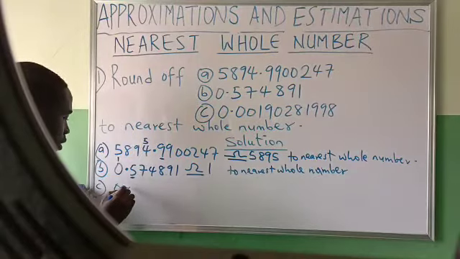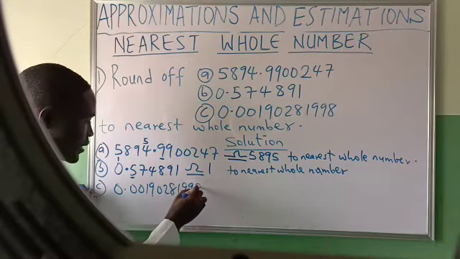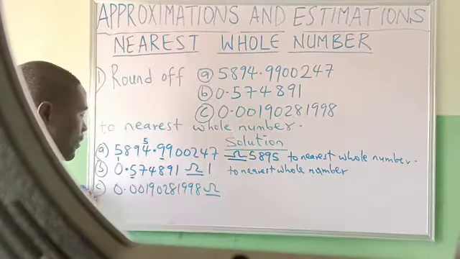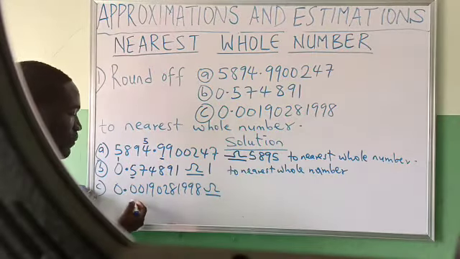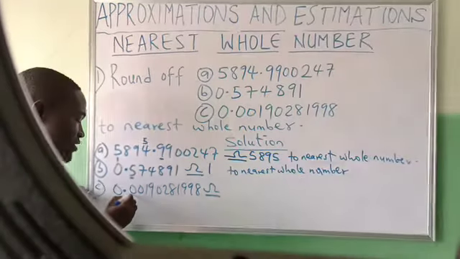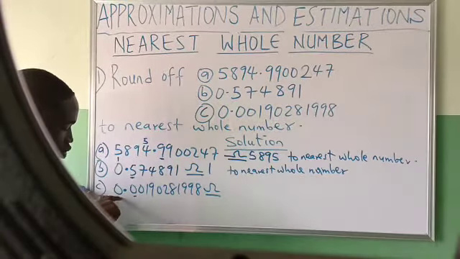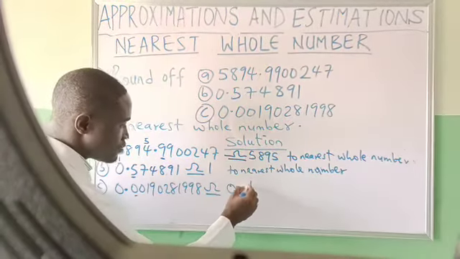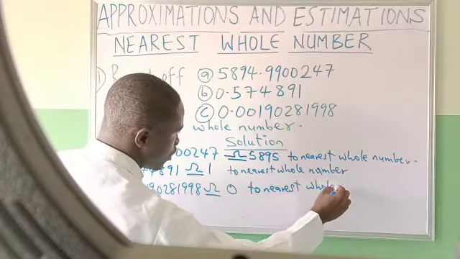Number C, this to the nearest whole number. I will write 0.00190281998, to the nearest whole number. Where is my decimal point? Does it have a visible decimal point? Yes. Does it have numbers after the decimal point? Yes. I will now ask, what is the first number immediately after the decimal point? That is 0. Are you up to 5? No. Because it's not up to 5, we forget about it. That means I will write only this 0. 0 to the nearest whole number.